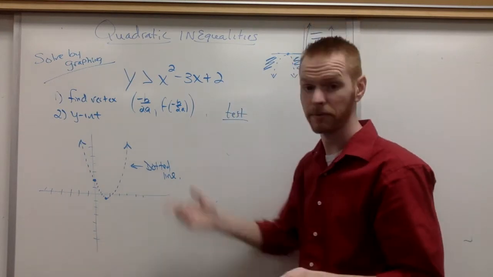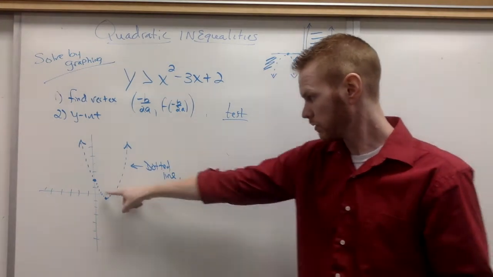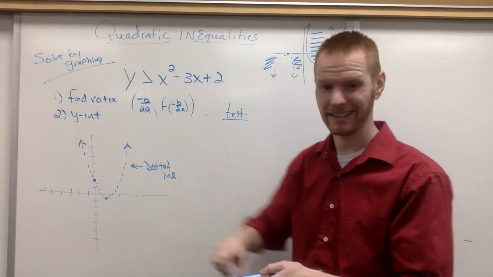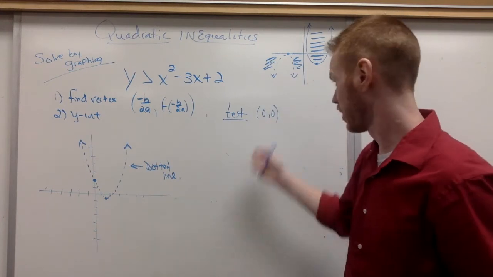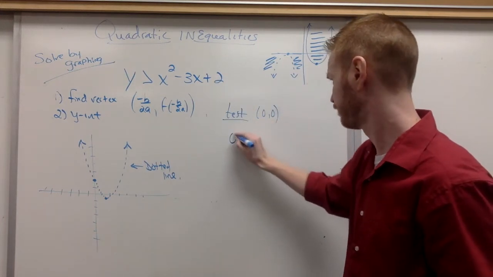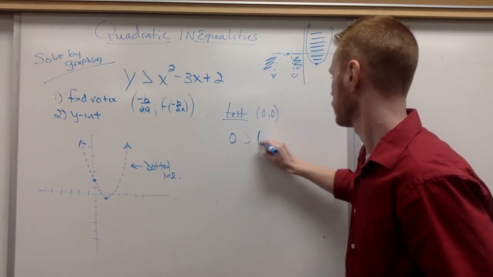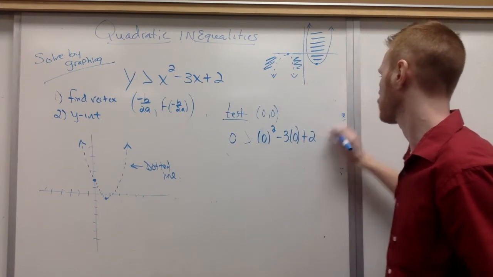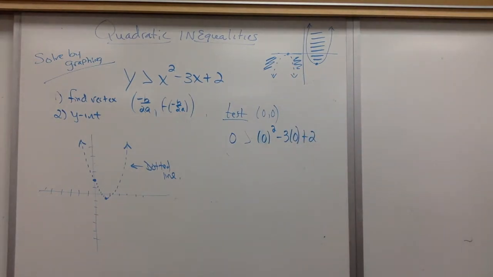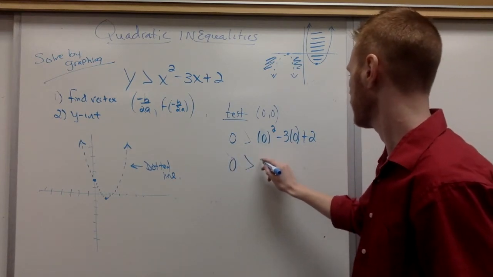And see if it's going to make this inequality true. Well, how about 0, 0? That's a lovely point, isn't it? It's a lot easier to work with when there's zeros involved. I'm going to plug this into the inequality. 0 is greater than, let's see, it'd be 0 squared minus 3 times 0 plus 2. Simplify, we get 0 is greater than 2.